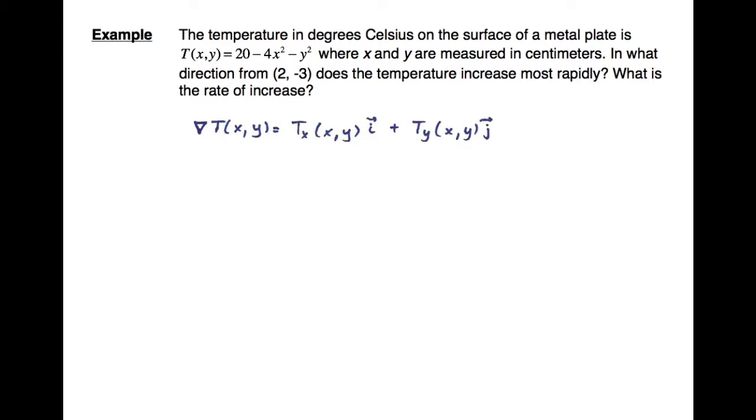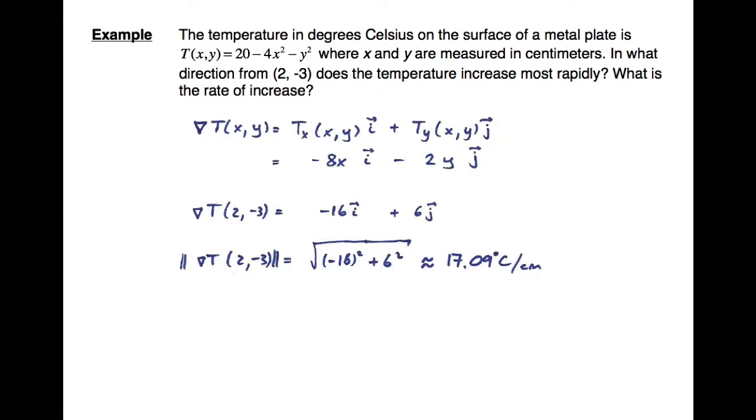If we want to find the steepest increase, we need to calculate the gradient of the function T. Del T equals the partial derivative of T with respect to x times i plus the partial derivative of T with respect to y times vector j. That's easy to calculate. We find that it's equal to -8x i minus 2y j. At the point (2, -3), we find that the gradient is negative 16i plus 6j.